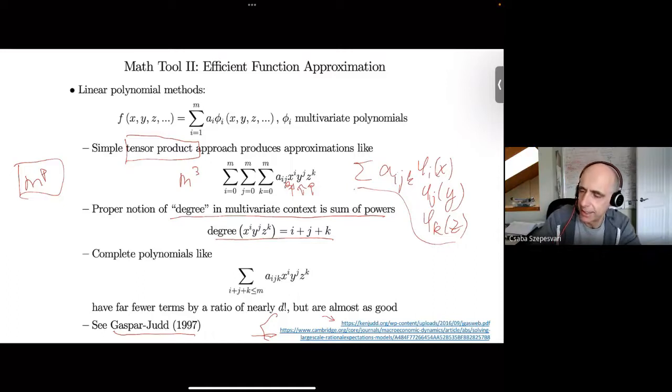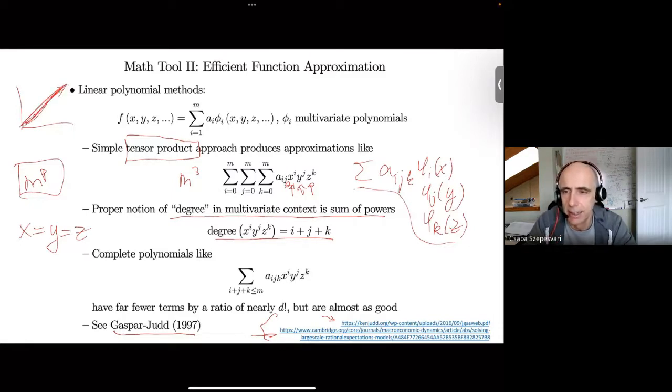Yeah, that's a very, very good point. I would have started with that. So if x equals y equals z, so you're basically along the diagonal, okay, in 2 dimensions. You're going along this diagonal. Then, of course, x to the power of i, y to the power of j, z to the power of k can be rewritten as x to the power of i plus j plus k. So this is what happens along the diagonal, right? And so you see that along the diagonal, you have a polynomial of this degree.